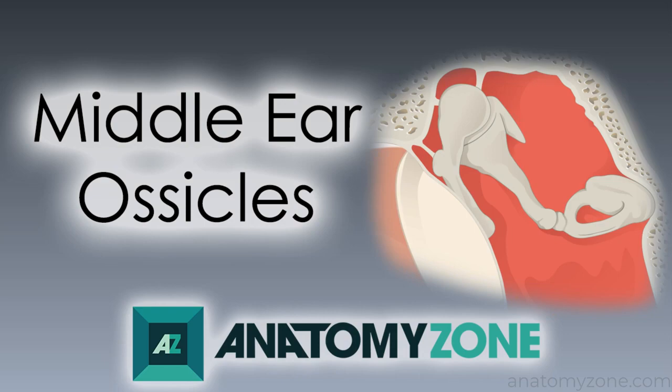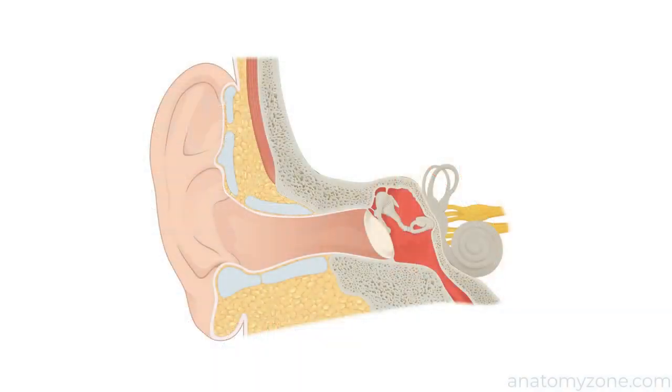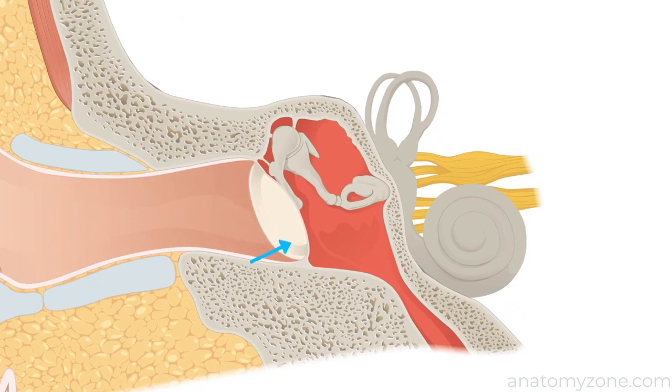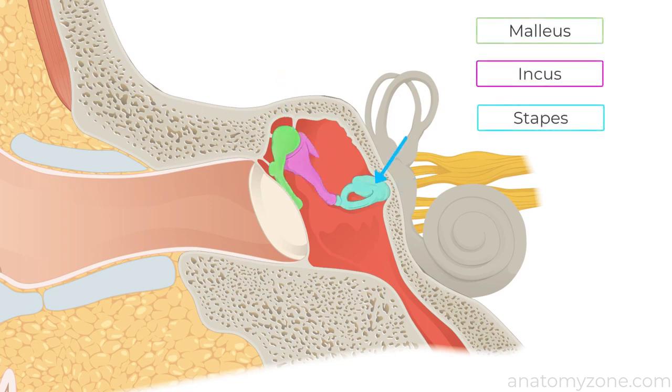In this tutorial we're going to take a look at the anatomy of the ossicles of the middle ear. There are three ossicles which bridge the middle ear cleft, attaching laterally to the tympanic membrane and medially to the oval window of the inner ear: the malleus, the incus, and the stapes.